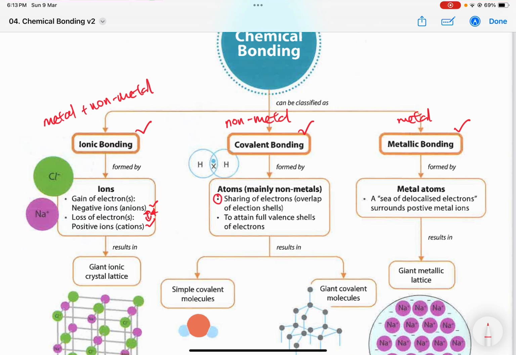In this sharing of electrons, you can see the bonding pair is being attracted by the two central nuclei. That itself is your covalent bonding, and this is a strong covalent bond. This is a strong electrostatic force of attraction. Electrostatic force of attraction, I'm going to put FOA, between ions, between oppositely charged ions.